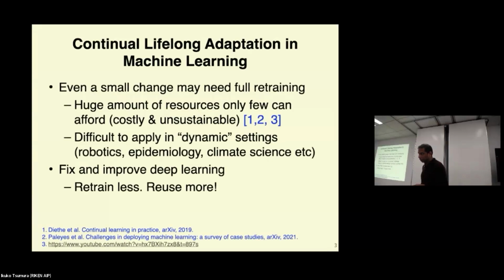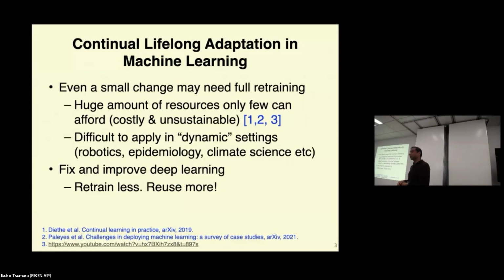But if you look at what happens in machine learning right now, if you have a small change in your model, like GPT that's trained in 2021 and not updated, and you want to update it, you have to resort to the same techniques, throw a huge amount of resources and money. So only a few people, like big tech and rich folks, can train the model. It has a huge environmental cost. So this is not right, and we want to fix this.